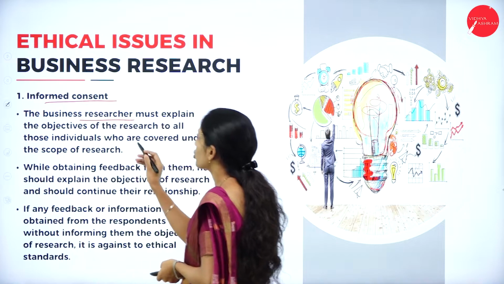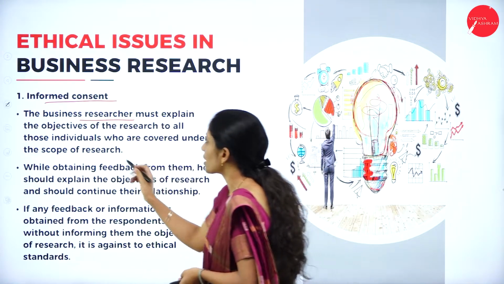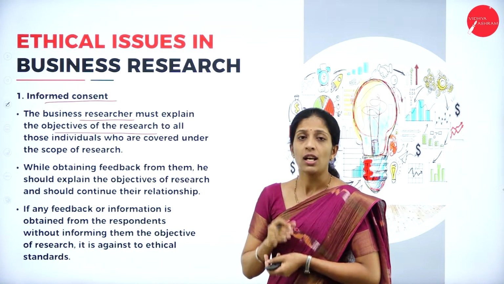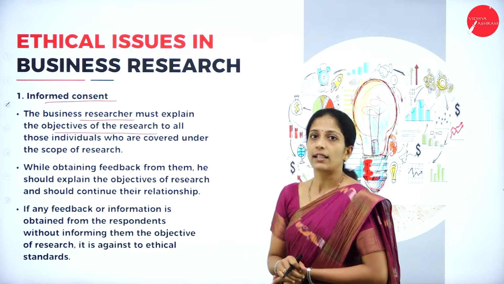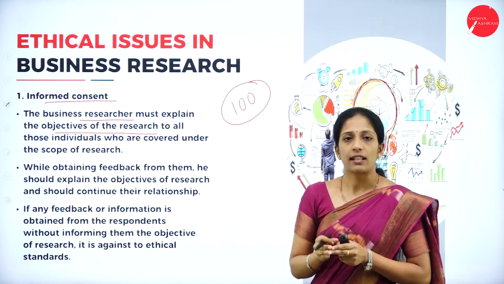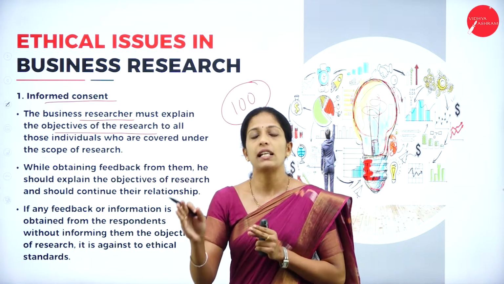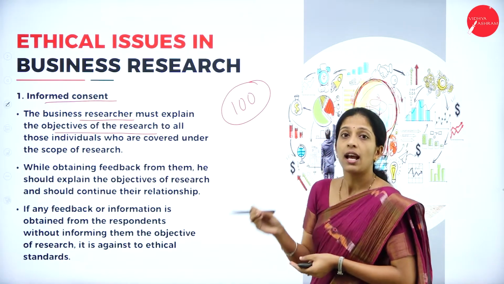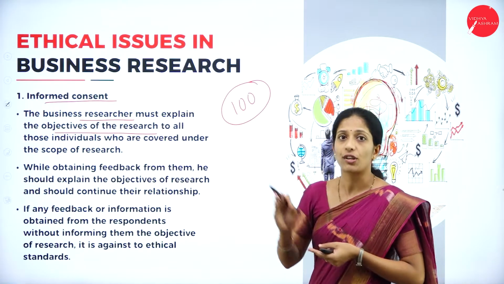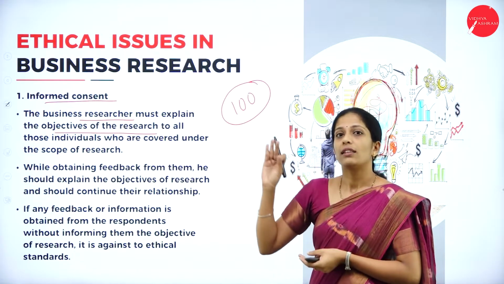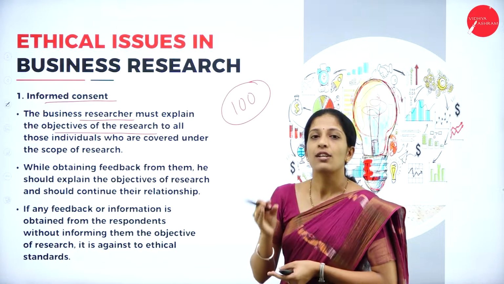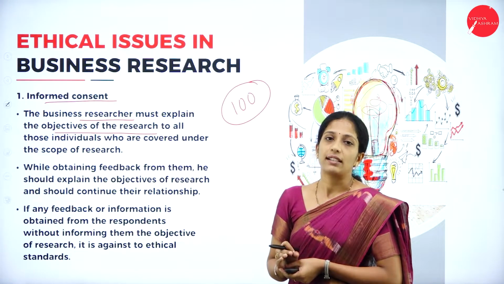So informed consent means what? The business researcher must explain the objectives of the research to all the individuals who are covered under the scope of research. For example, if the researcher wants to collect information from a group of 100 people, before collecting the information, the researcher has to clearly explain to these 100 respondents the objective of his research. What is the purpose of collecting that information from these 100 respondents? This is also one of the ethical issues. Without knowing the purpose of collecting the information, it is unethical to collect it.